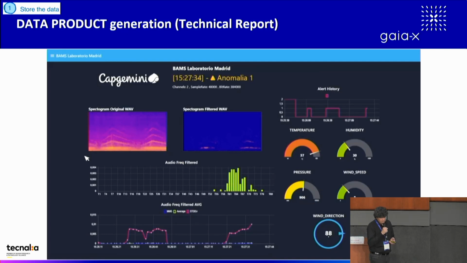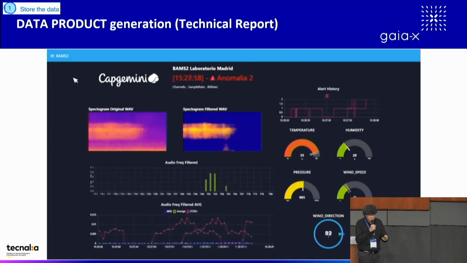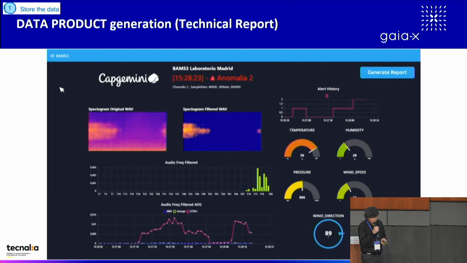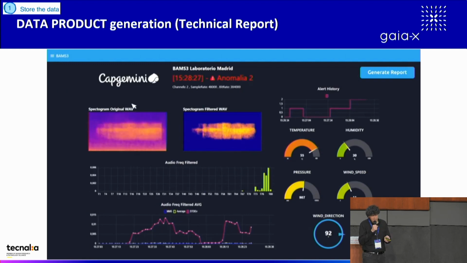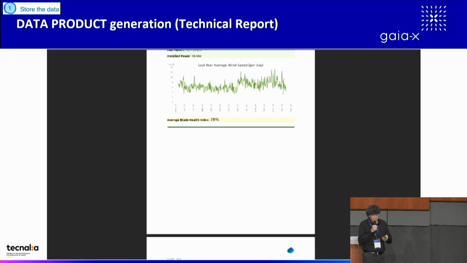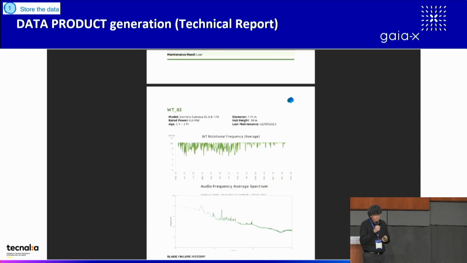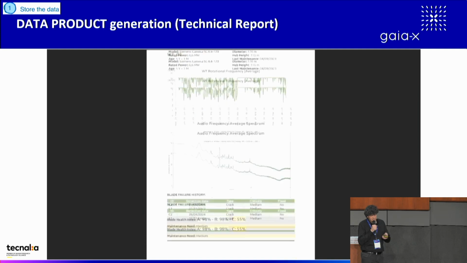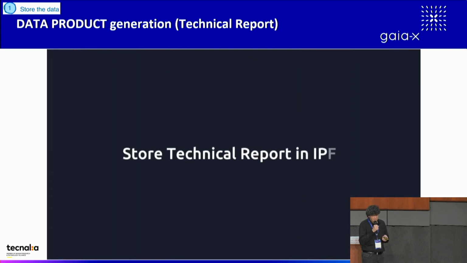Okay, so we will see very briefly these three steps. First, in this video, we'll see how we start generating the technical report, that is the data product, how it will be generated, and how it will be stored in the repository. This is the tool that Capgemini has provided, how they analyze the data, select the data that will be included in the report, an example of how the report is prepared, with the different diagrams and information once the information is processed.